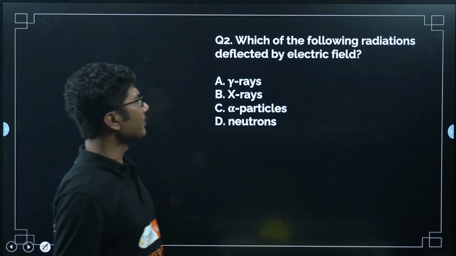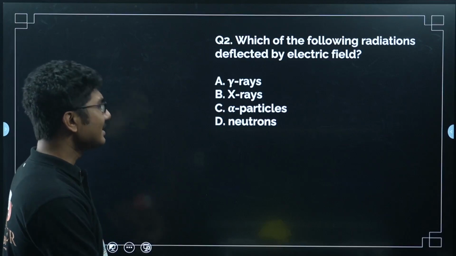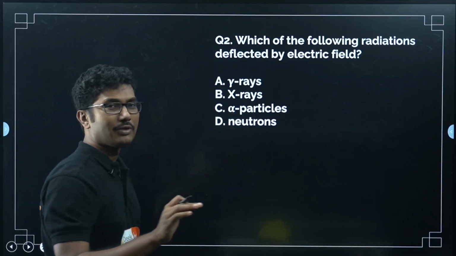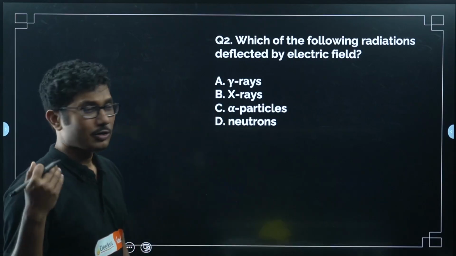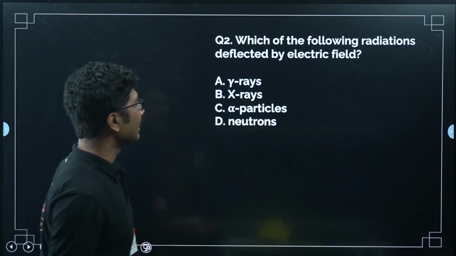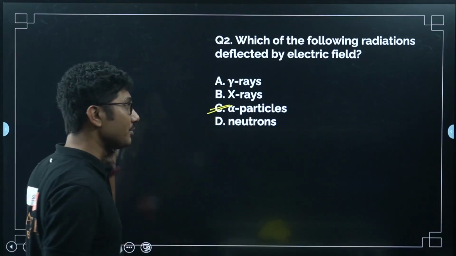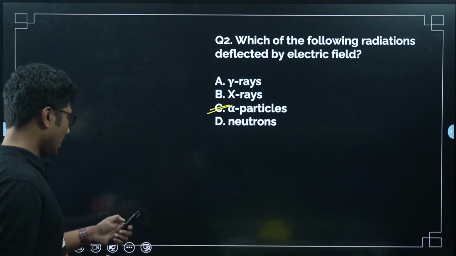Now, which of the following radiations are deflected by an electric field? This is a partially deleted question. Gamma ray has no charge, so it will not be deflected by an electric field. X-ray is also electromagnetic radiation, so it will not be deflected. Alpha particle will be deflected by an electric field because it is a positively charged particle, and neutrons will not be deflected, as they are also neutral, right?